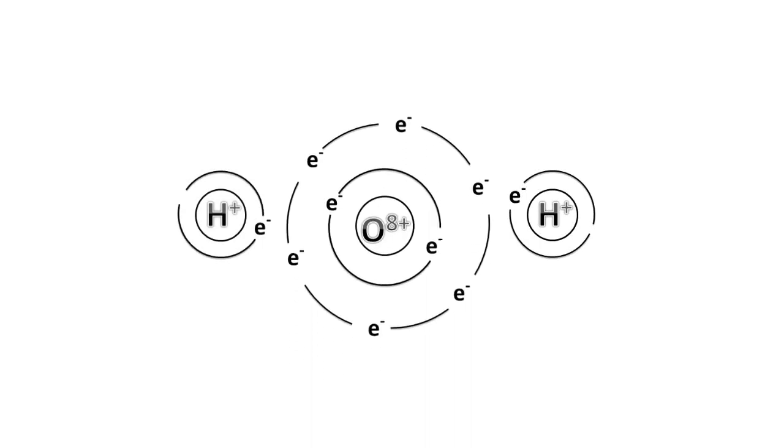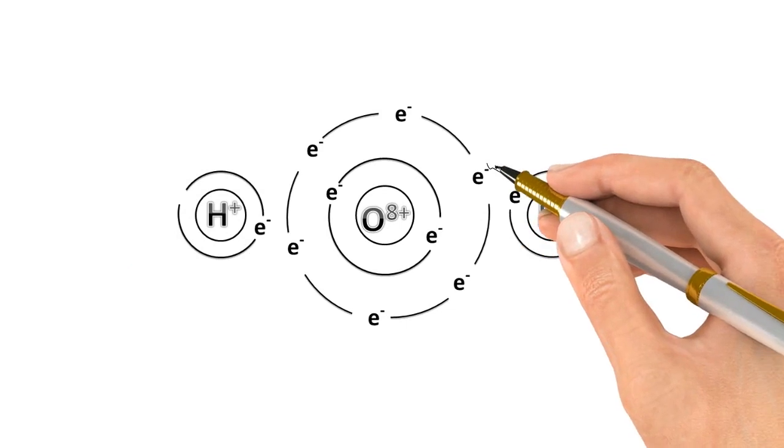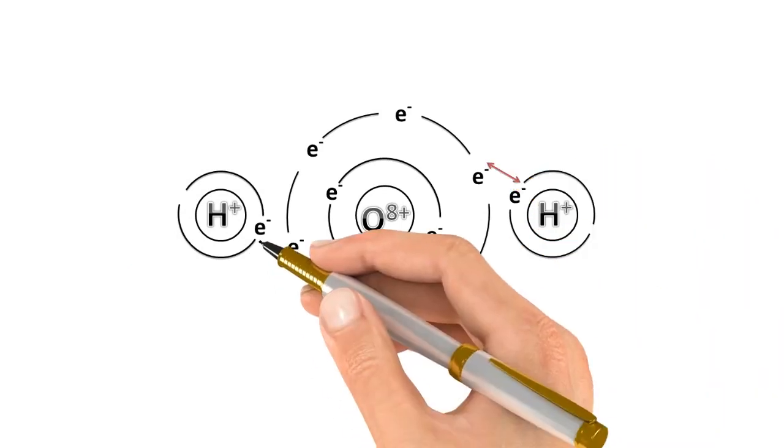In the case of hydrogen reacting with oxygen to form a water molecule, 2 covalent bonds are formed by the sharing of 1 electron from each hydrogen atom and 2 individual electrons from the oxygen atom as shown.